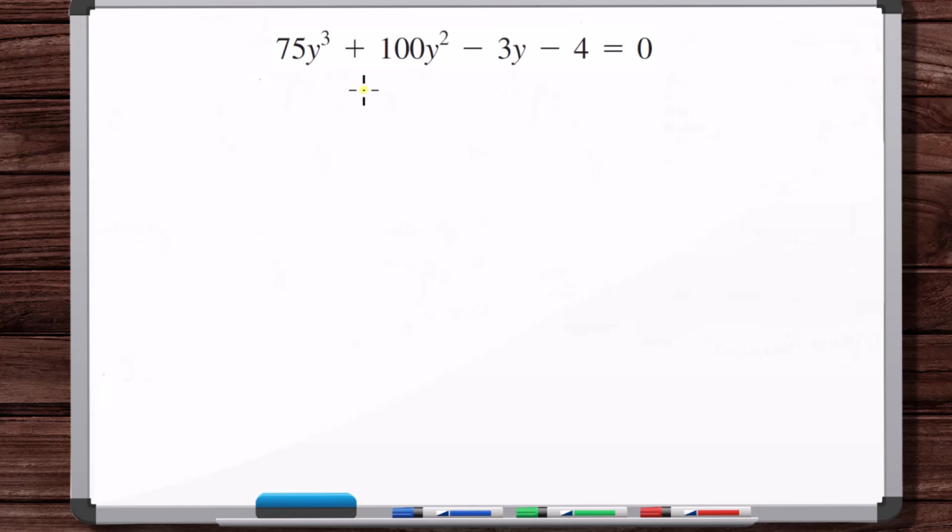and put on one side with 0 on the other, but it hasn't been factored yet. So let's go ahead and factor this. When we have a 4-term polynomial, the go-to method is going to be grouping. And so we want to group like terms here. So we can group the 3 and the 75 and the 100 and the 4.